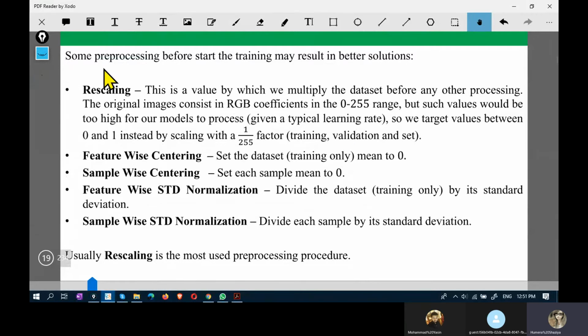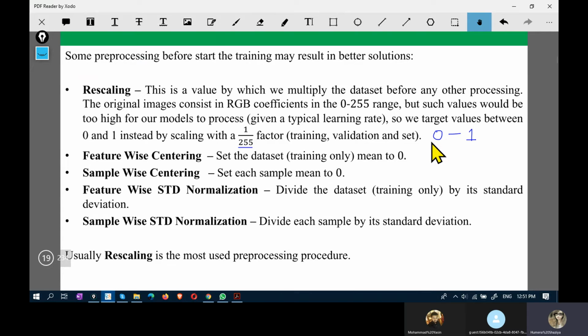Okay, the pre-processing which is done before feeding the input to the CNN are these things. You can rescale the image. Rescale image means that you have to divide the pixel value by 255. Why 255? Because the maximum value every pixel can hold is 255. So essentially, if you divide it by 255, you get all the values in the range between 0 and 1.